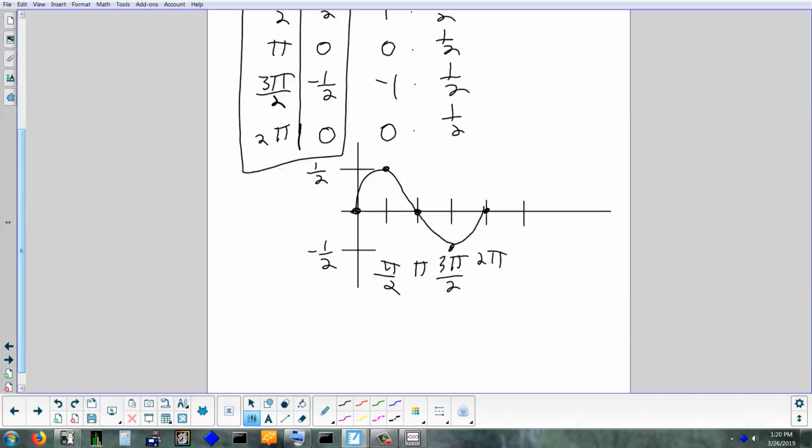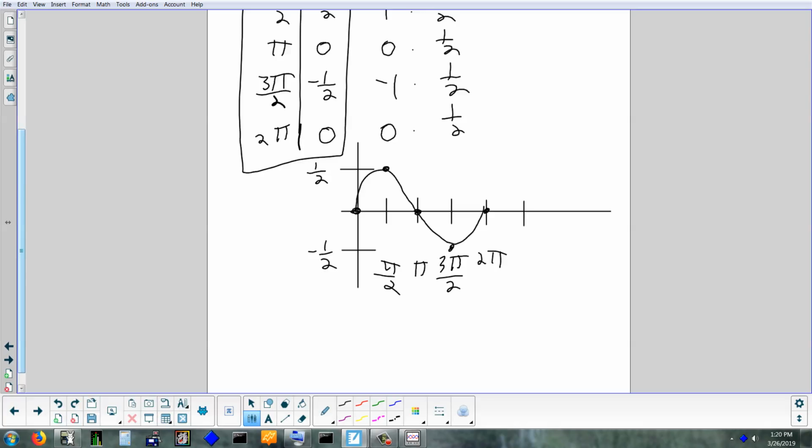Okay, and as somebody said earlier, this graph has been compressed. So in terms of a sound, this would be a quieter type of sound versus a louder sound. Questions on that one?